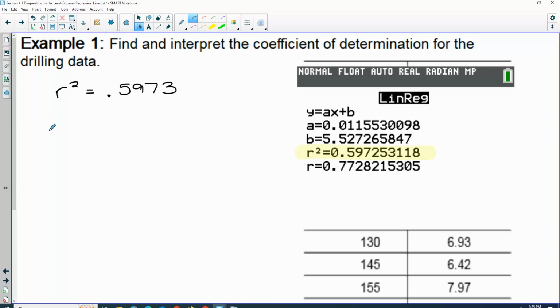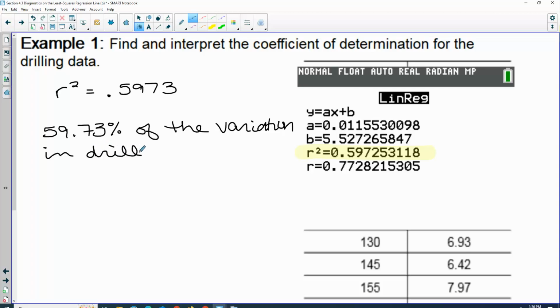So 0.5973. What this is, is a percentage. It is telling us that 59.73% of the variation in our Y, which was our drill time, is explained by the regression.